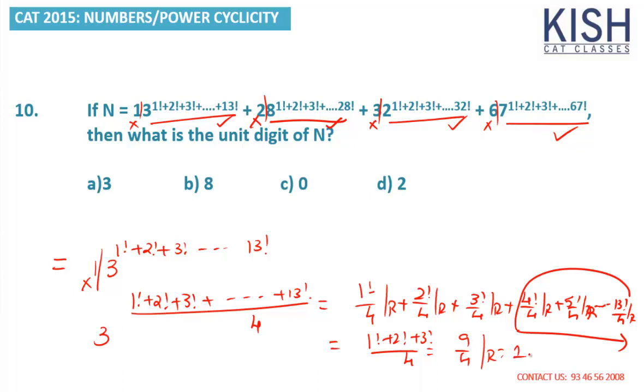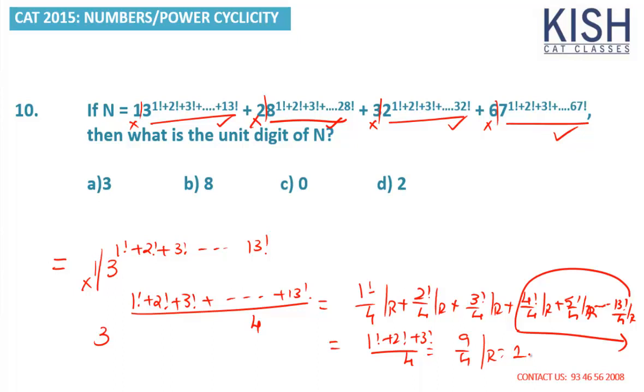Let's check for some other numbers also. 8 also, the number of unit digits, the cycle size, is going to be 4. So again we need to divide by 4. The next number is 32. So that's 2 power some number, and we need to divide the power by 4. The cycle size of 2 is also 4.